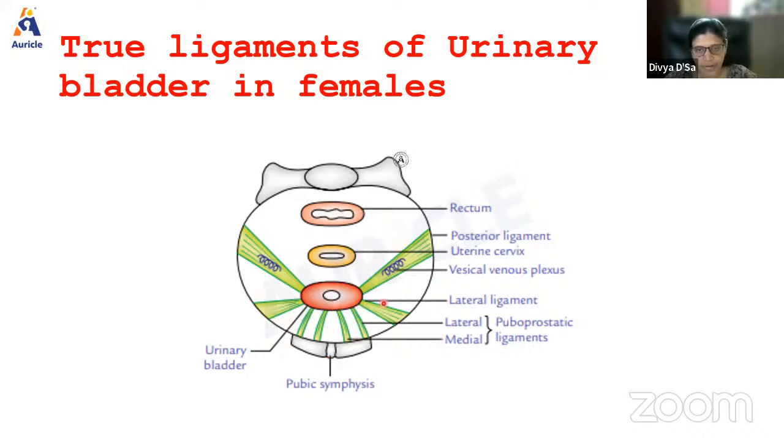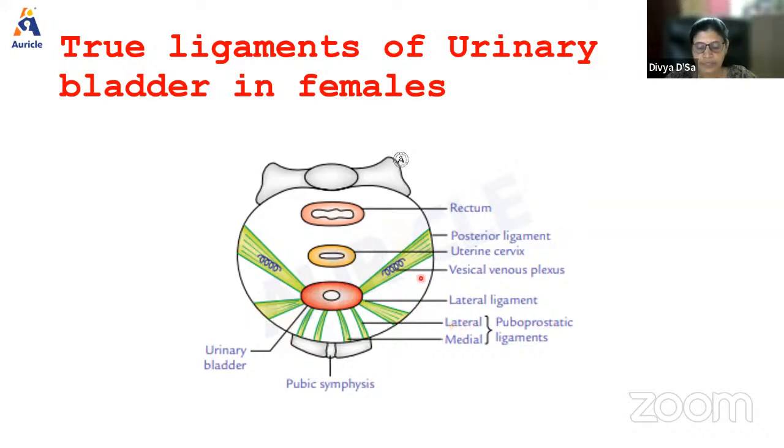And a pair of lateral ligaments, and a pair of posterior ligaments. These are the ligaments which we see in both male and female. Only here, in males it is puboprostatic, and in females we say it as pubovesical.